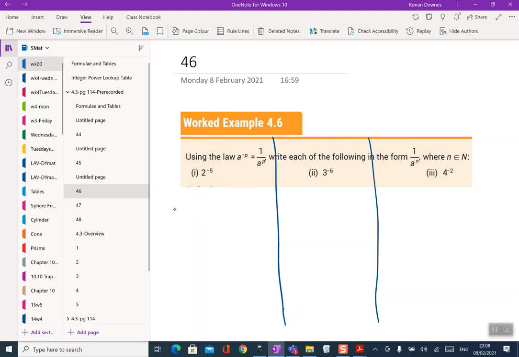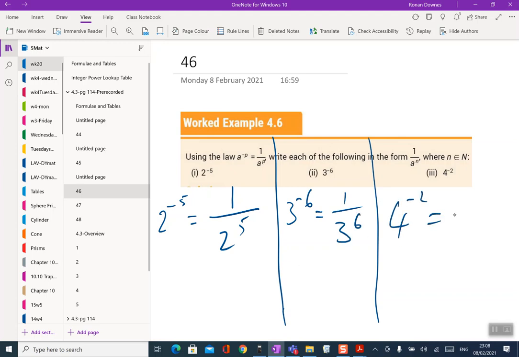So 2 to the negative 5 is equal to 1 over 2 to the plus 5. 3 to the negative 6 is equal to 1 over 3 to the plus 6, and 4 to the negative 2 is equal to 1 over 4 to the 2.